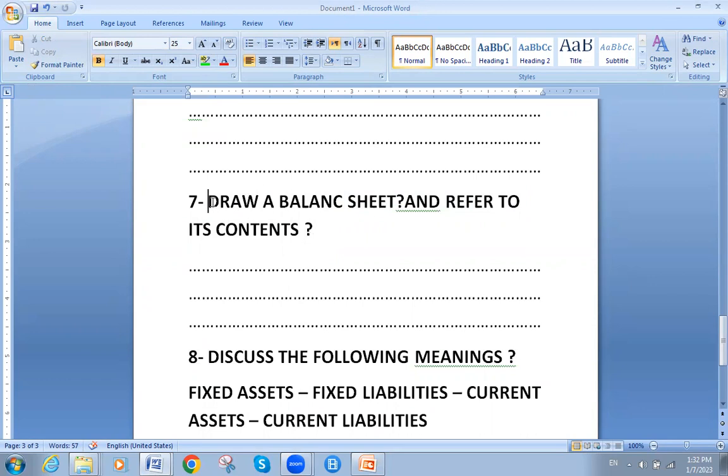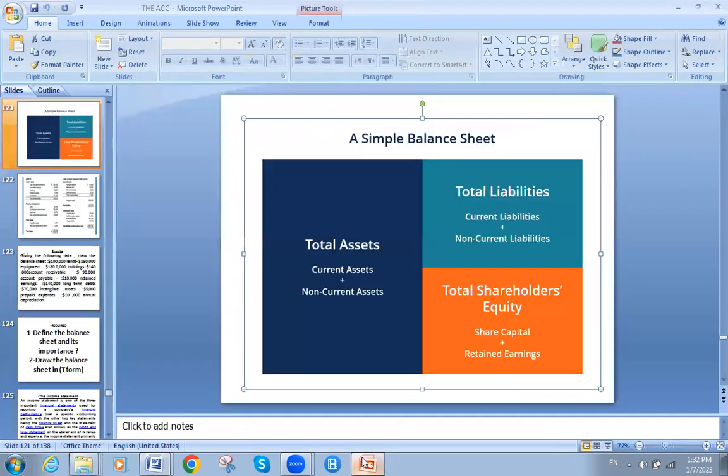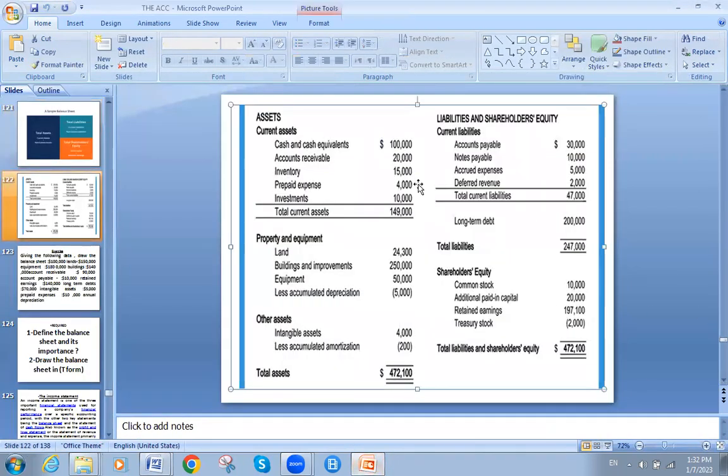So the balance sheet, like you see here. This is the balance sheet. Here are the assets on the left and liabilities are on the right. And for the assets, we have two kinds of assets, current assets and fixed assets. And we have current liabilities and fixed liabilities. So from the assets, current and fixed, and from the liabilities, we have current and fixed as well.